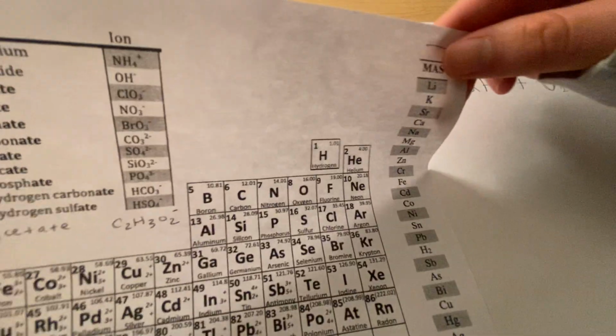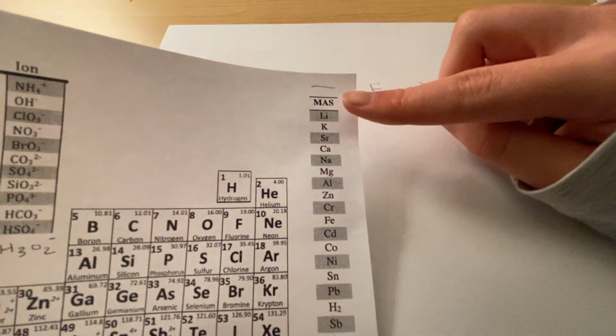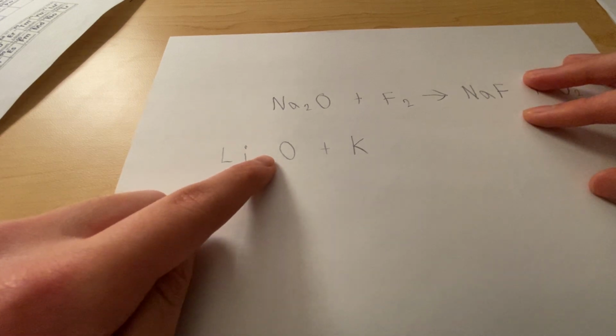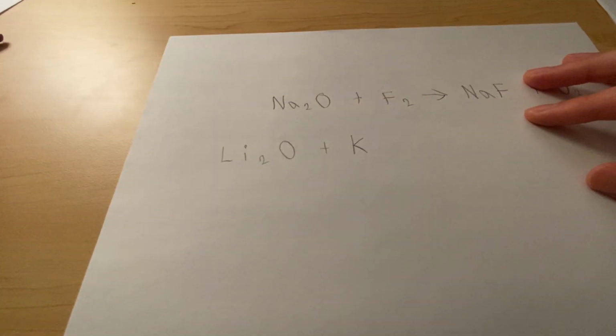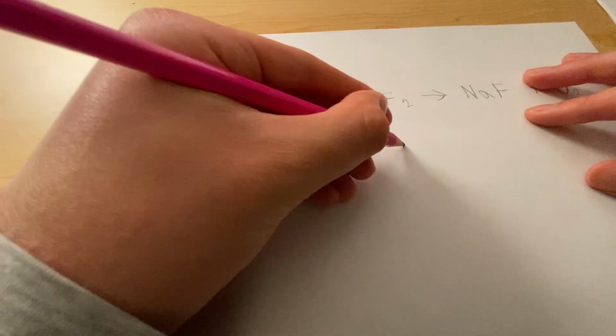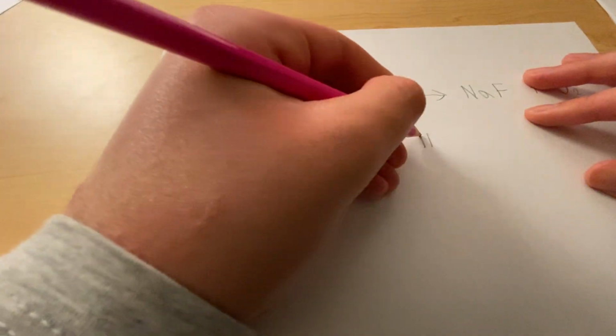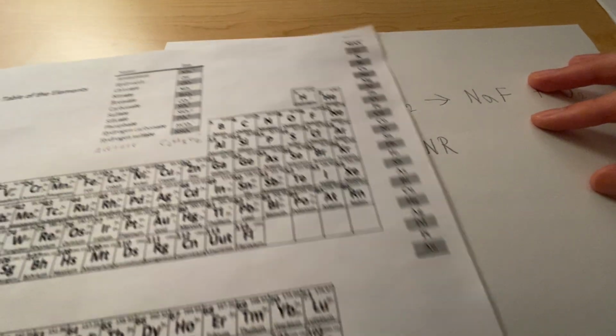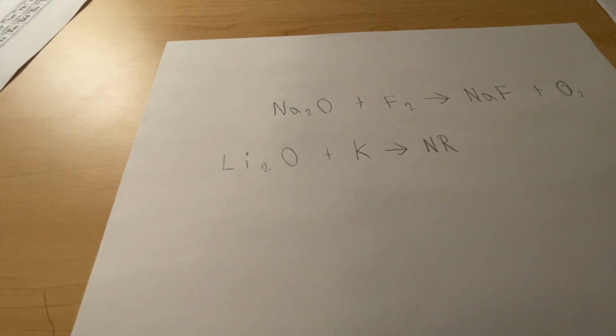You can see that lithium is more reactive than potassium, but it's already with the anion. So what do you do now? Well, when you have a situation like this, there's no reaction. So you can write no reaction, or NR for no reaction. Because lithium, which is more reactive, already is with the anion. So there's no reaction. It's not going to happen.